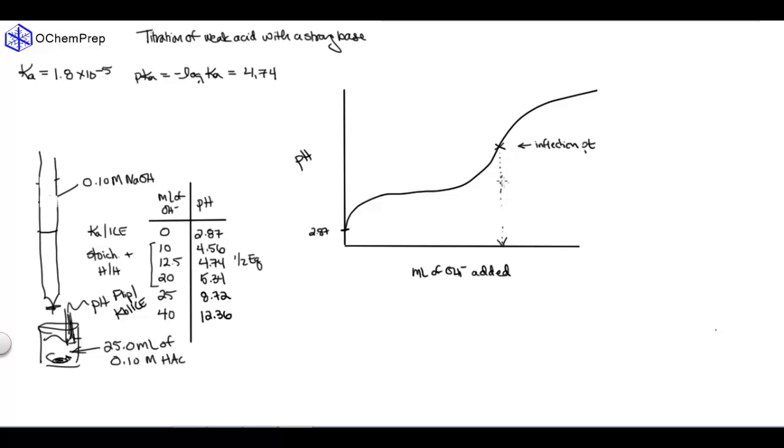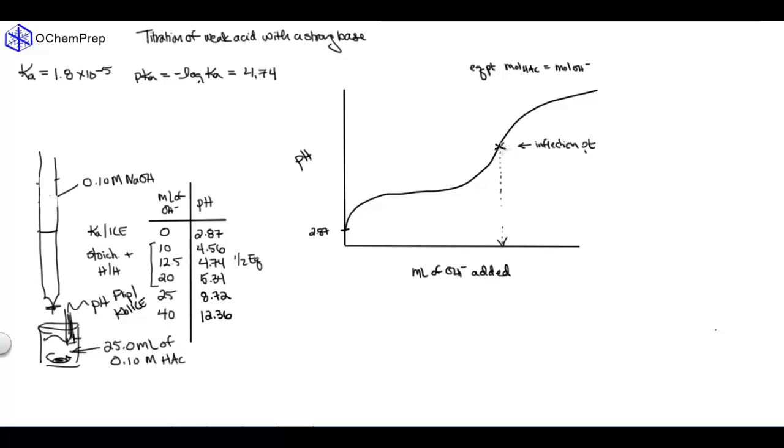The equivalence point really has nothing to do with pH. The equivalence point is when the moles of the titrant, OH minus, is equal to the moles of HA, or acetic acid. So at this point is where you have your equivalence point.